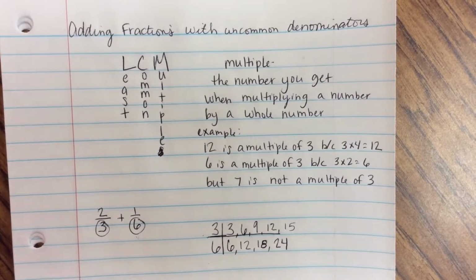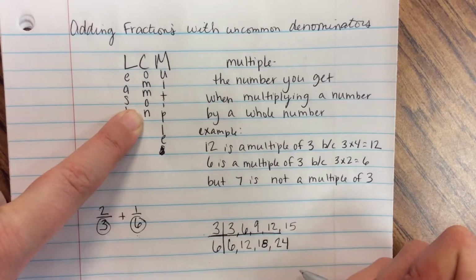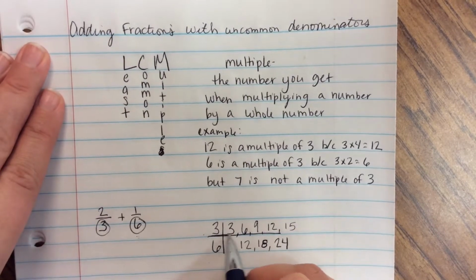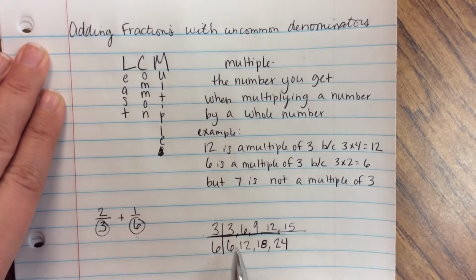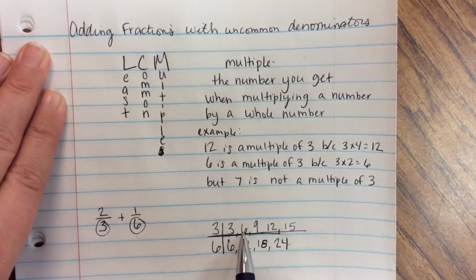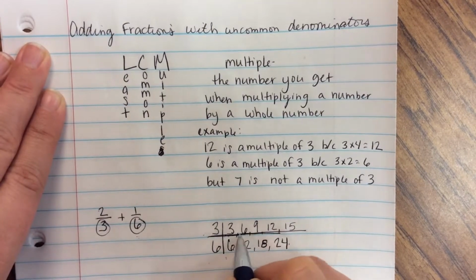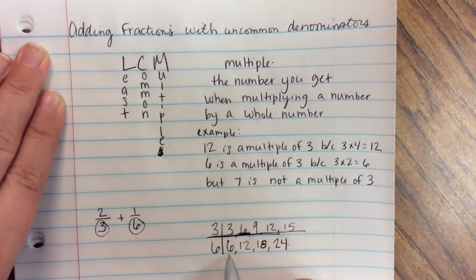Now that we list the multiples, we want to find what's in common. What is in both lists? What multiples fall in both lists? I do not have 3 in this list, so I'm not underlining it. I see 6 is my next one, and 6 is in both lists, so I'm going to underline 6.